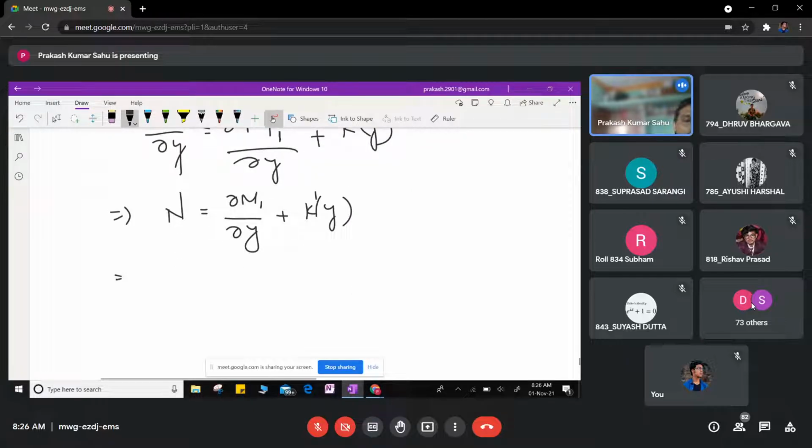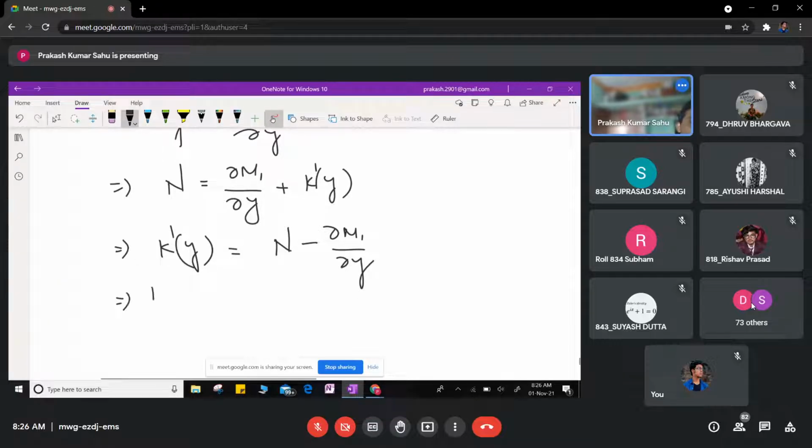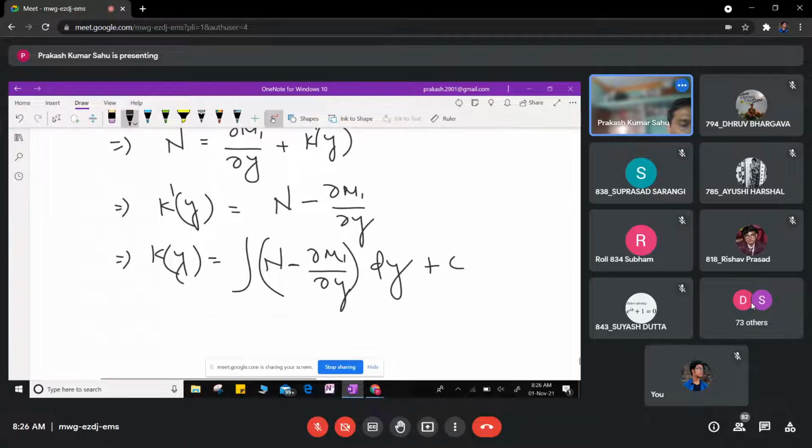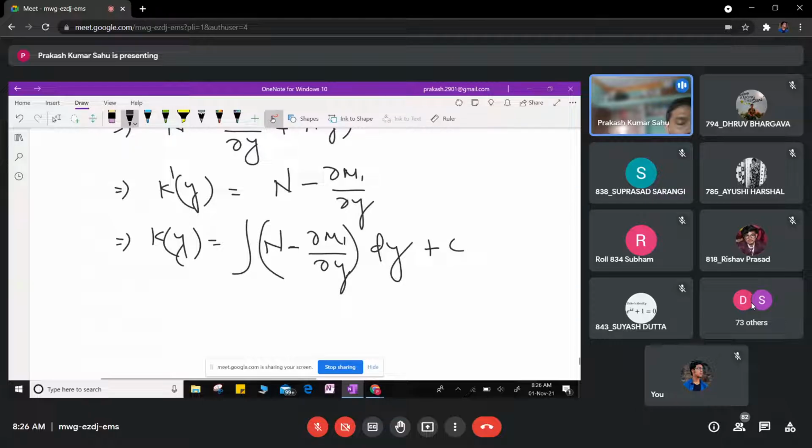So from this equation we can find k dash y is equal to n minus del m1 by del y, and this is a function, nothing else. And you can easily find k of y. This k of y is equal to the integration with respect to y, plus c. This k of y is equal to this much.